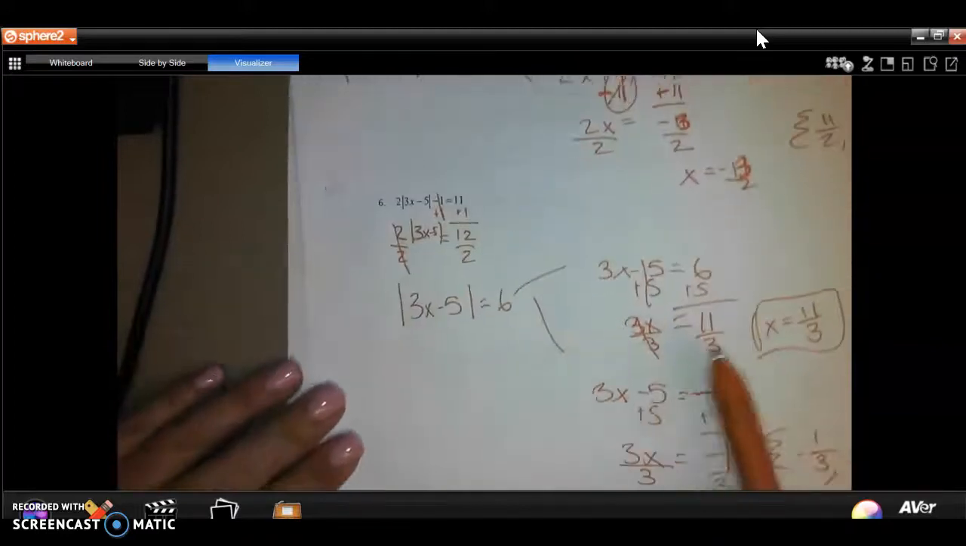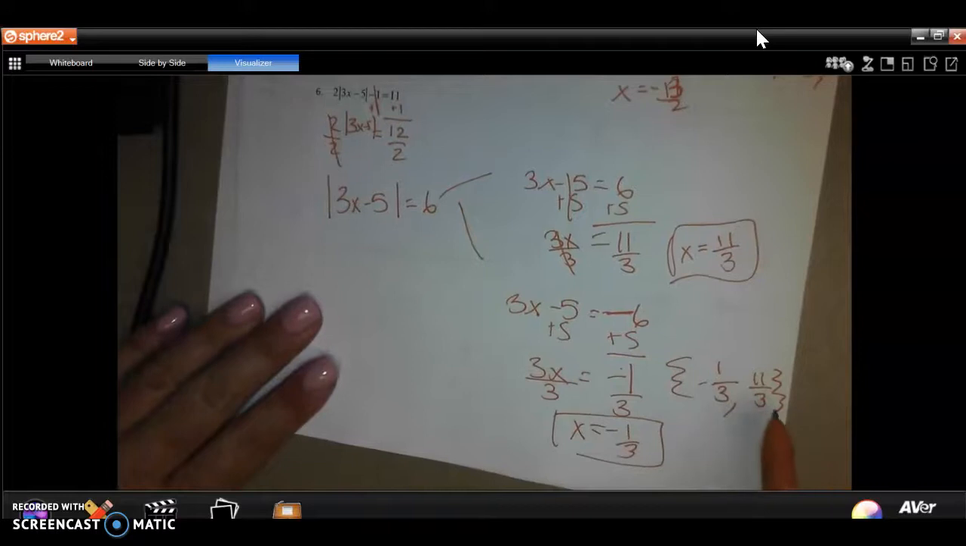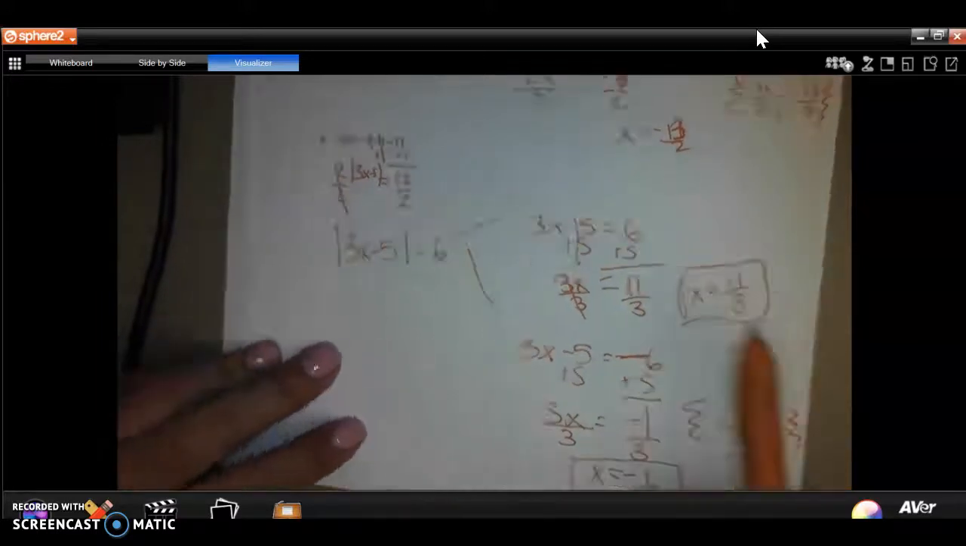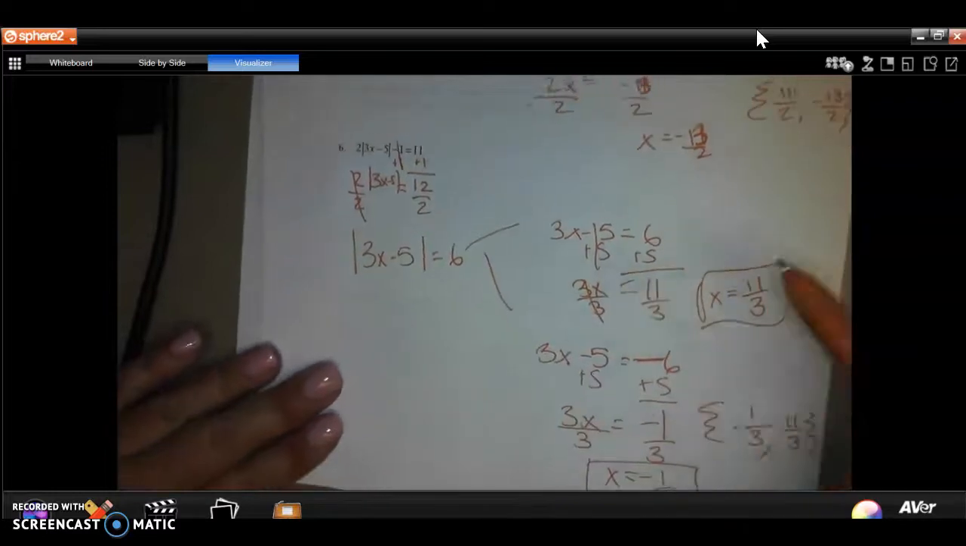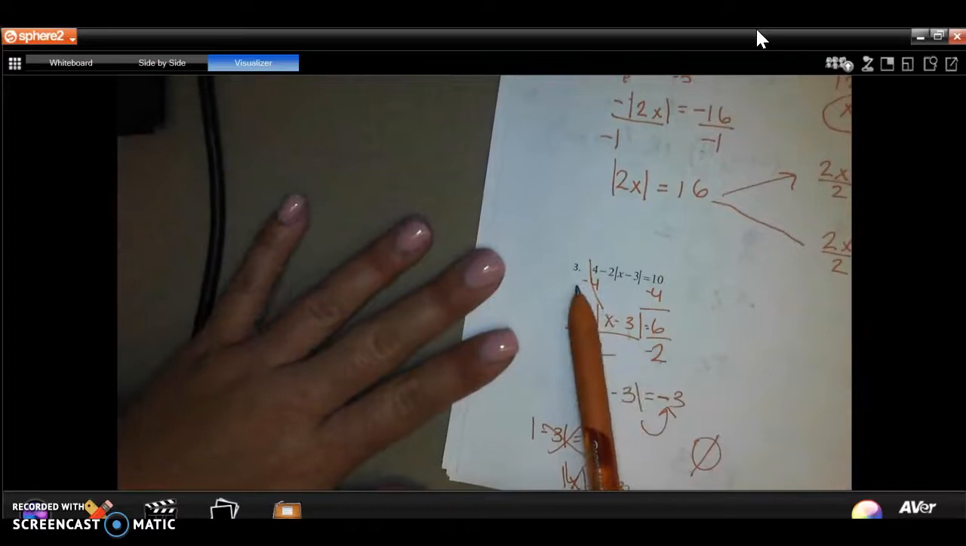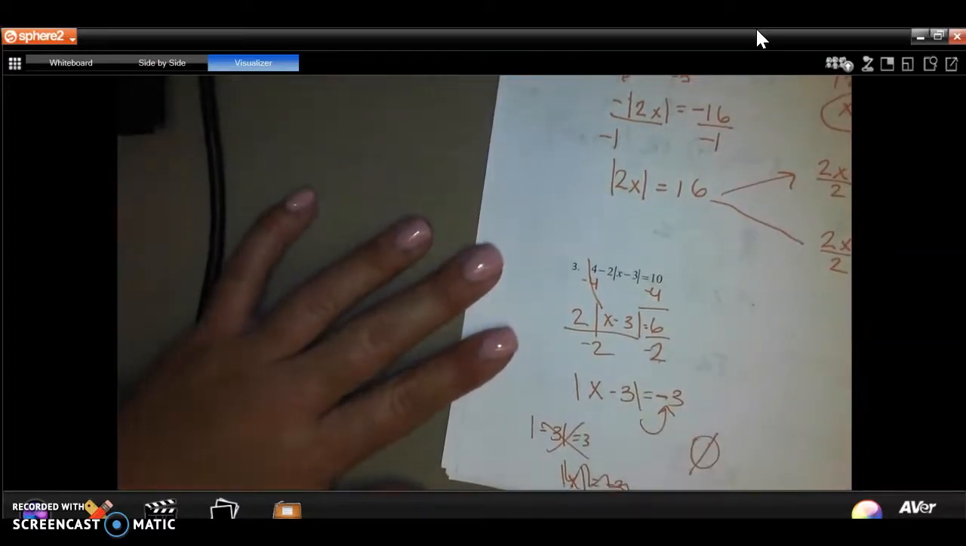Okay, so 2 main things I want you guys to keep in mind for this. You're always going to have 2 solutions. Show your work. As you know, your goal is to isolate the absolute value bars, or the absolute value brackets. Then always keep an eye on problems like number 3. You can't take the absolute value of a negative number, so there's no solution for that one.